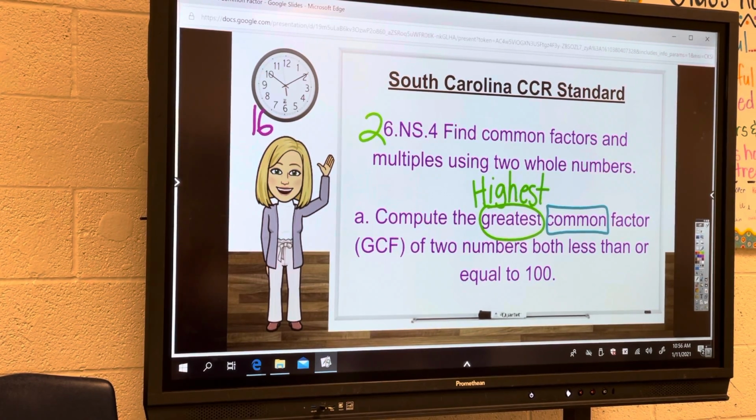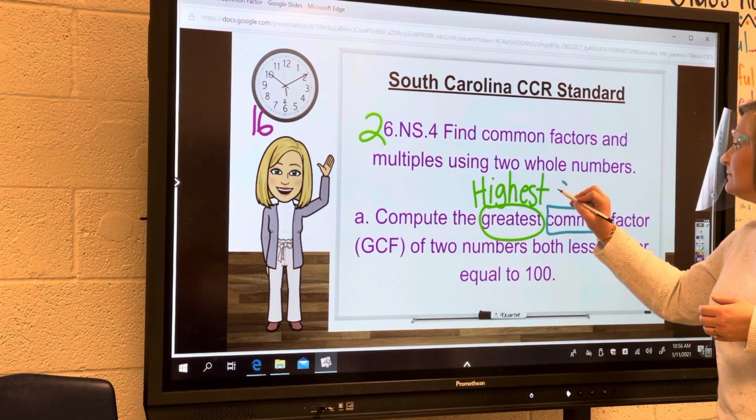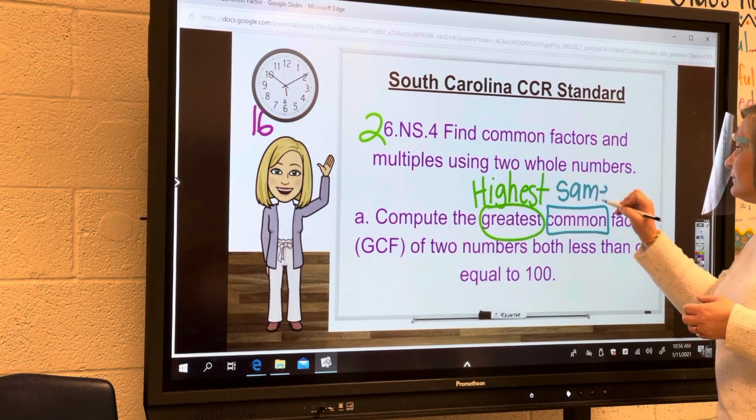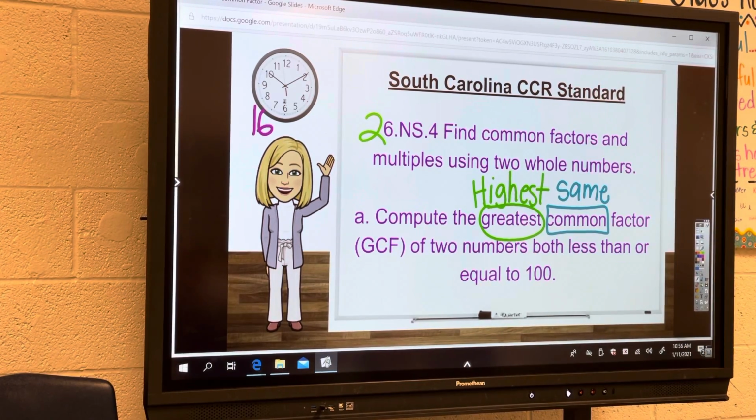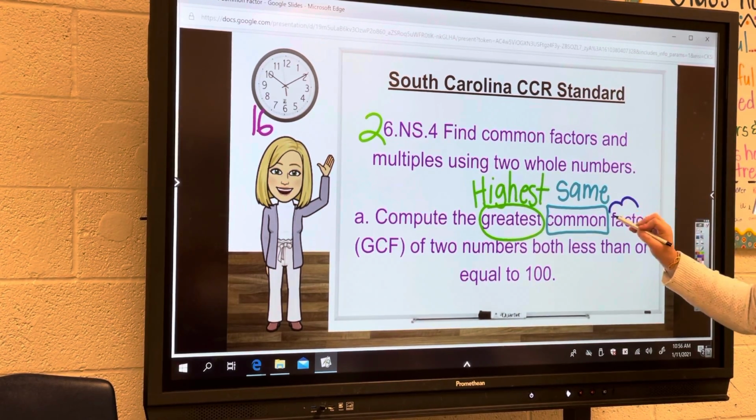What do Ava and I have in common? Blonde hair. Same color hair. What else? Well, we're both girls. We both have long sleeves on. Both have long pants on. So common means, in this sense, same. Okay? The highest same. And on Thursday, we talked about what the word factor means.